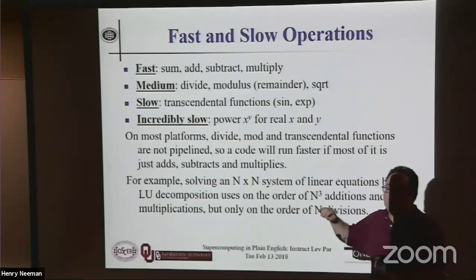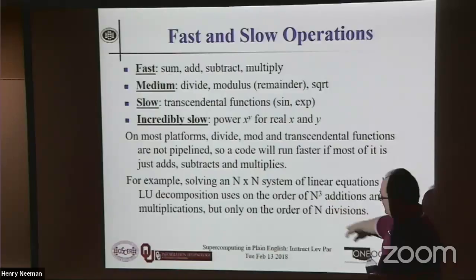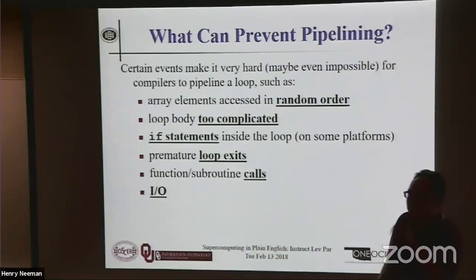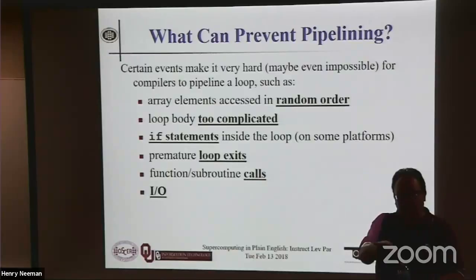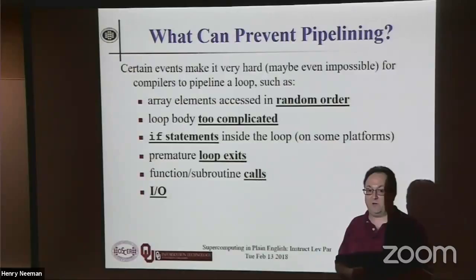But in any case, n cubed adds, subtracts, multiplies, but only n divides. So it can run quite fast because the divides don't really contribute much to the total runtime. Okay, so what prevents pipelining? What do you want to avoid in order to get good performance? You want to avoid jumping around in the array, right? We saw that last week.